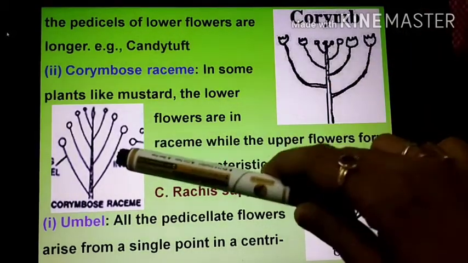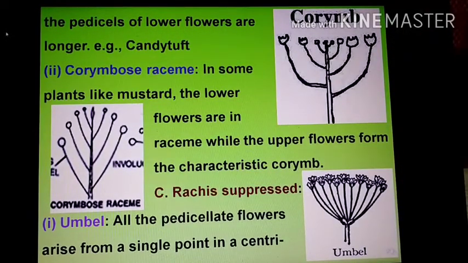এবার আসছি আমরা আরেকটা প্যাটার্নে, which is a combination of the corymb as well as raceme: corymbose raceme. যেমন in plant of the mustard, lower flowers গুলো রেসিমের মতো, upper flowers গুলো corymb-এর মতো. So upper flowers may be in the same line, but the lower flowers are not on the same line with the upper flowers, but have the characteristic feature of the raceme. So it is called the corymbose raceme.